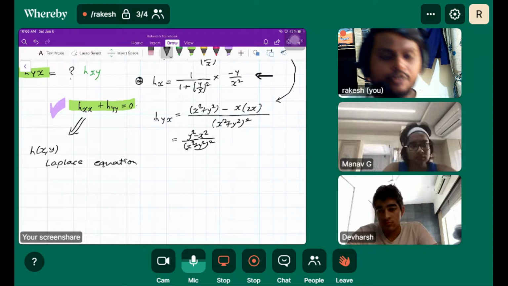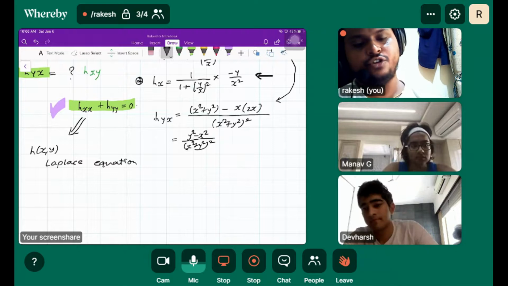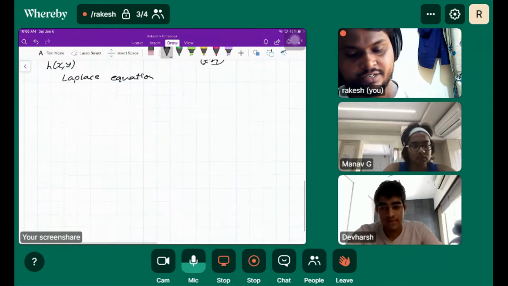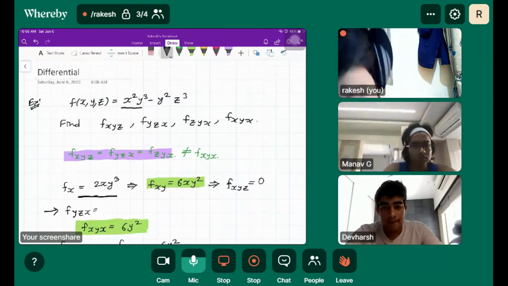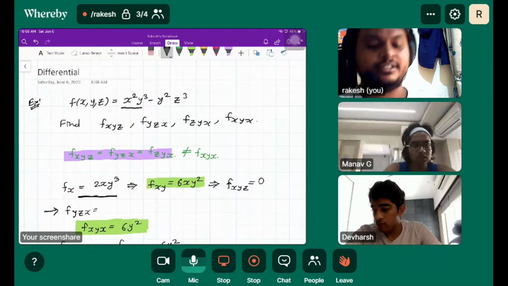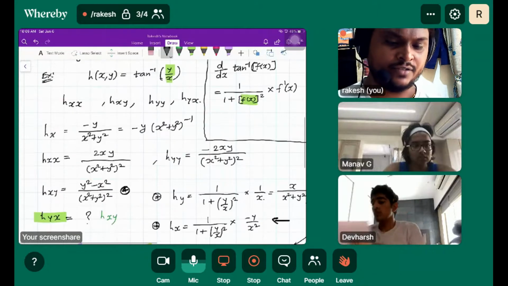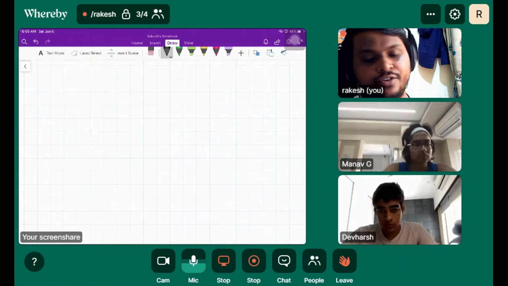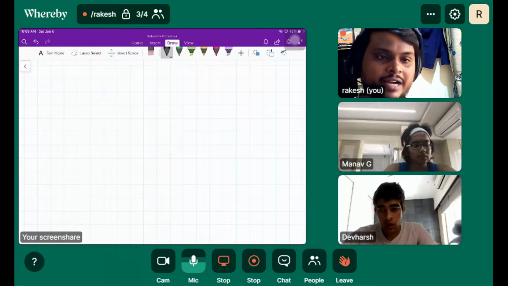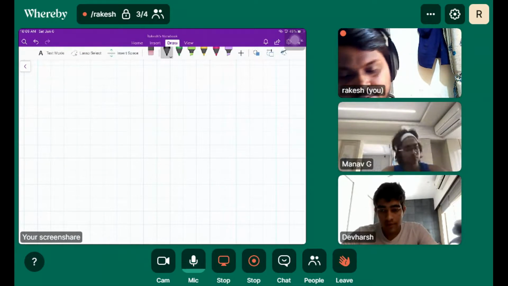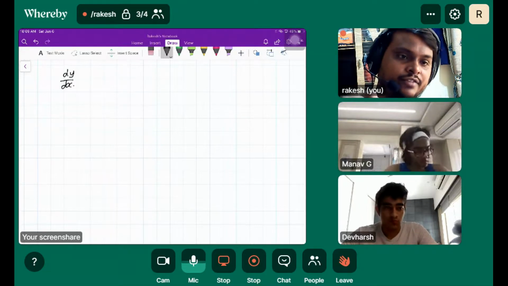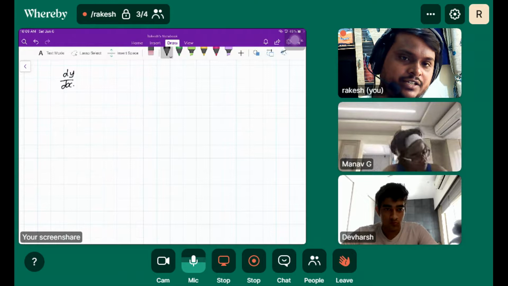Cool. Now we have to start the new topic today, that is differentials. I've already written it down there. For that, I would like to ask you one thing: what is an increment and what is a differential? We have been doing differentiation of y with respect to x. What do we basically find when we talk about the derivative of y with respect to x?